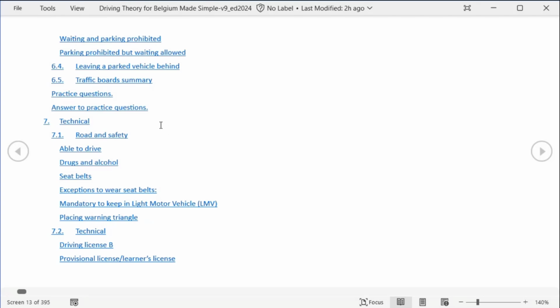The last lesson we will talk about is technical, even though it's not very critical, but it's still a 1 mark question. So it's important that we also understand the technical concepts. So we will talk about road and safety. We'll talk about being able to drive. Is a person able to drive? Should he drive? Should she drive? Should a person take a taxi instead of driving? So those are the things. We'll talk about the influence of drug and alcohol on driving.